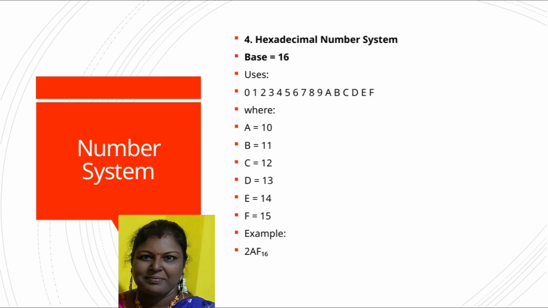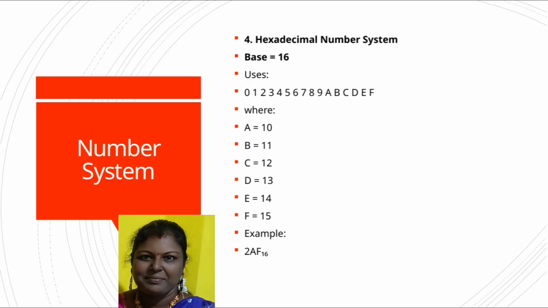Now let's explore the hexadecimal number system. It's a base 16 system, which means it uses 16 unique symbols. We start with the digits 0 through 9, then continue with letters A through F to represent values 10 to 15. For example, the letter A stands for 10, B for 11, and so on up to F, which equals 15. Hexadecimal is especially useful in computing because it provides a compact way to express binary data. An example number might look like 2AF, all in base 16.